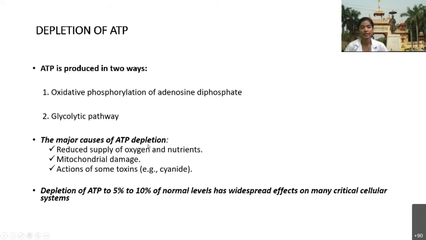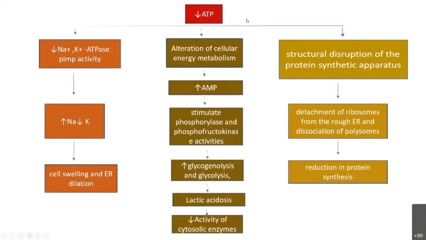Now, what are the major causes of ATP depletion? One is the reduced supply of oxygen and nutrients, and mitochondrial damage, as the ATP is generated from mitochondria, and some toxins can also lead to ATP depletion. And depletion of ATP to 5 to 10% of normal levels has widespread effects on many critical systems. Now, what will happen with depleted ATP? We know ATP is important for the function of the sodium potassium ATPase pump.